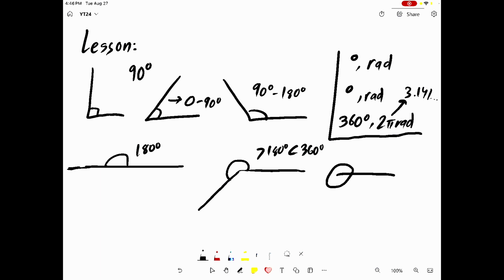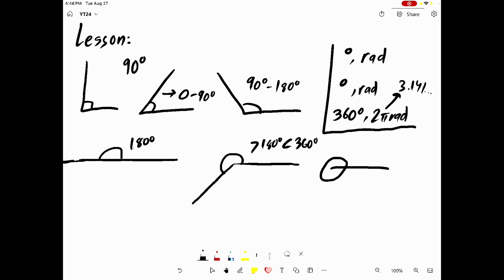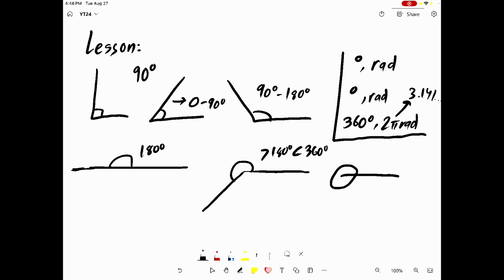And our final angle is called a full turn, or it's 0 degrees or 360 degrees. It's the same thing. Every 360 degrees, it resets. It's a full turn, and it would be represented by a circle or the line. And that's essentially it for the lesson.